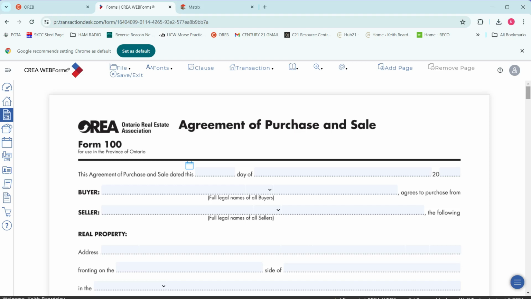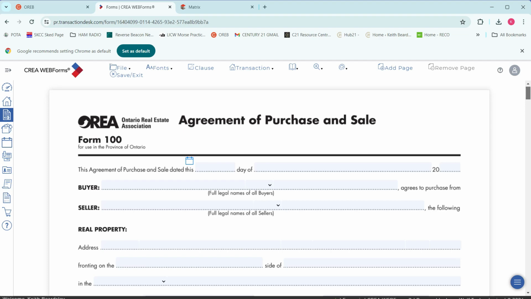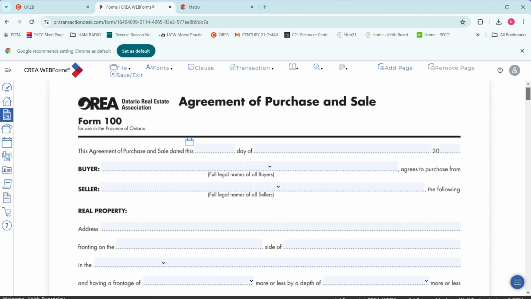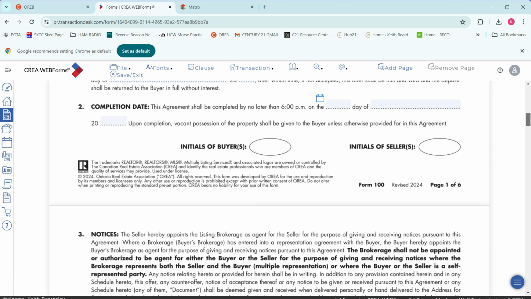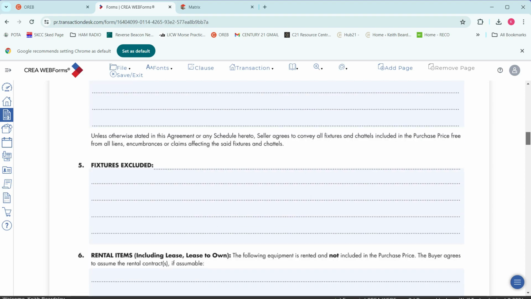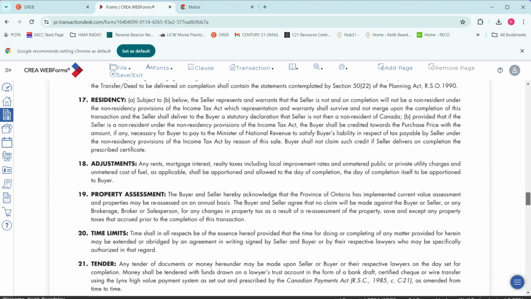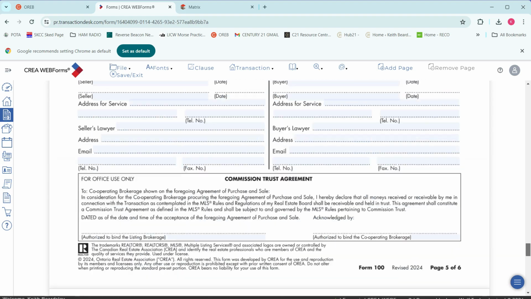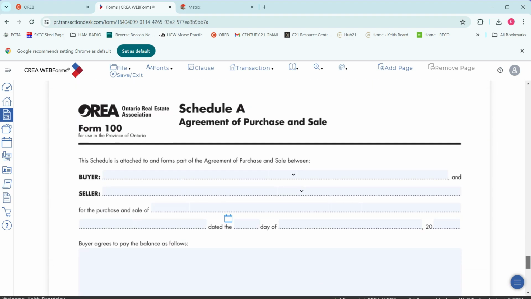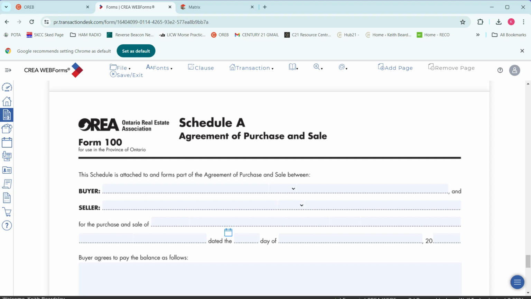Let's go back and take a look at the offer form, and then we'll take a look at what we call Schedule A. As you will recall, this is what the offer agreement looks like. It's Form 100. I'm not going to waste too much time on this. We spent quite a bit of time on it before. I want to go all the way down because these are all pages that are attached, and go all the way down to Schedule A. Here we are. This is an extremely important part of any offer. It's all part of that same offer from before.